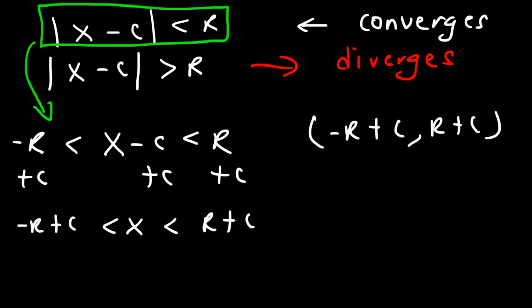Now the last thing you need to do is check the endpoints, because even though you have parentheses here, sometimes you could have two brackets, two parentheses, a bracket and a parenthesis, or a parenthesis and a bracket. So there's 4 possibilities here, and you have to check your endpoints, which I need to show you by example. But that's how you could find the interval of convergence. So now you know the 3 scenarios, so let's work on some practice problems.